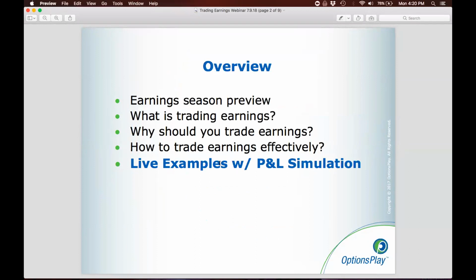And that's really the key part here: how to trade effectively, meaning how do you take bullish and bearish views on a stock going into their earnings announcement with limited risk, and having the proper tools to understand exactly what your expected profit and loss is if the trade works out and if it doesn't work out.